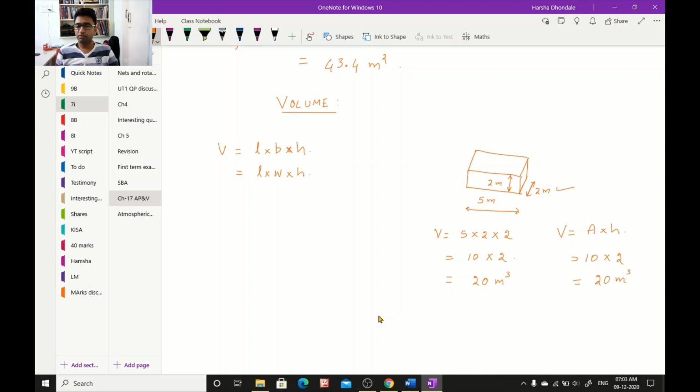See here, we have volume is equal to 10 into 2. What is this 10? This 10 is actually 5 into 2. And what is this 5 into 2? 5 into 2 is nothing but length into breadth. And what is length into breadth? It is area. Therefore, volume can also be considered as area into height.